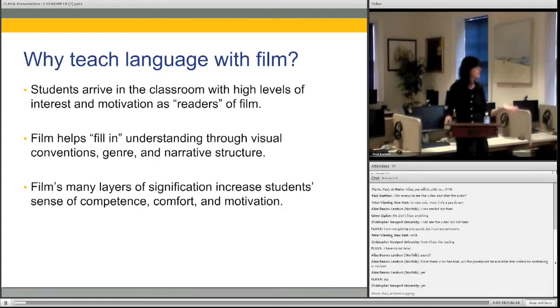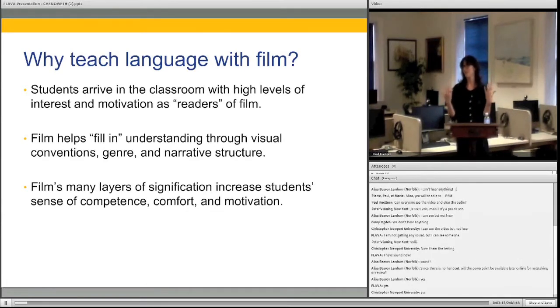Finally, film's many layers of signification increase students' sense of competence, comfort, and motivation, right? Something that's really unique about film, especially Hollywood-style narrative film, is that sound, image, and the way the film is shot all tend to be mutually reinforcing one another. So everything they're hearing, or everything that's coming in linguistically, has a support system that's reinforcing it in other media and through other senses.